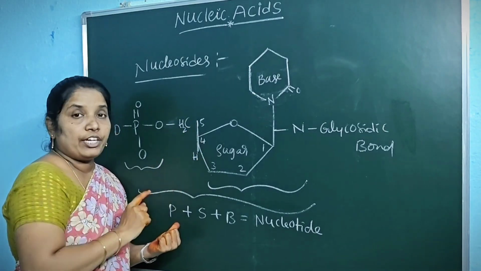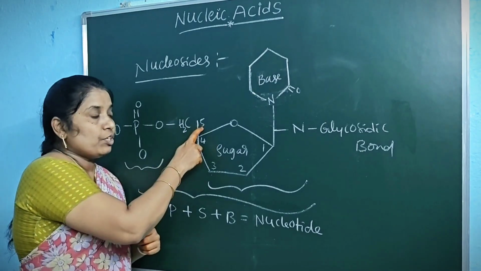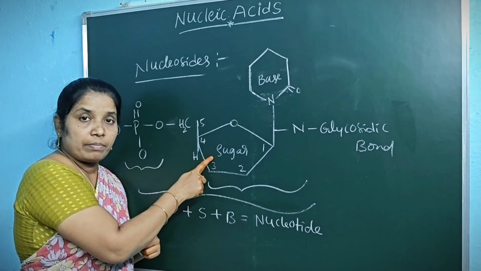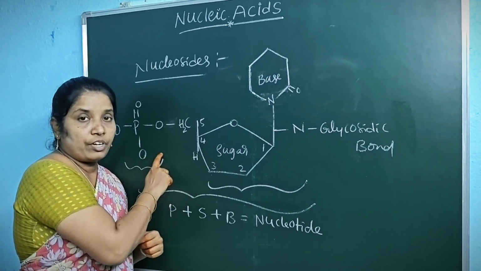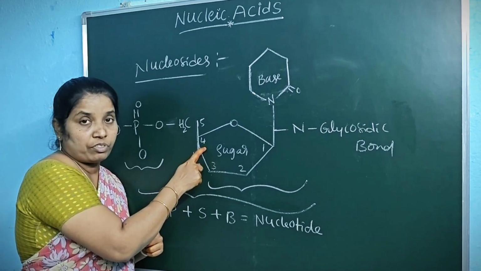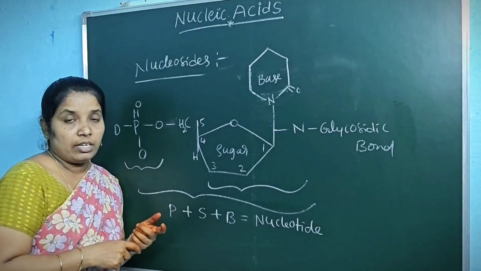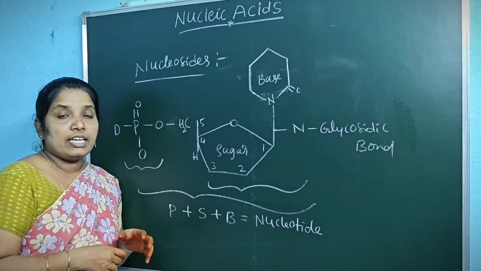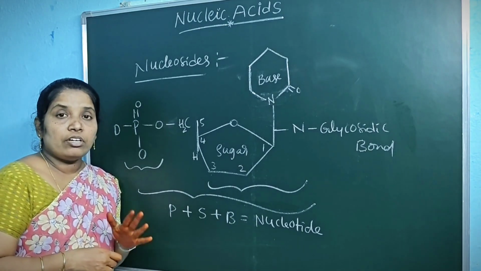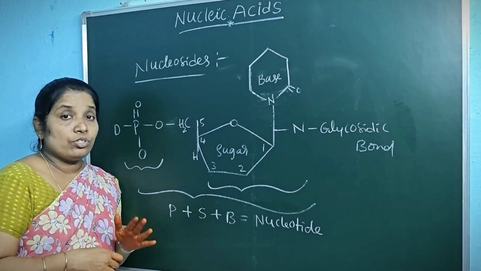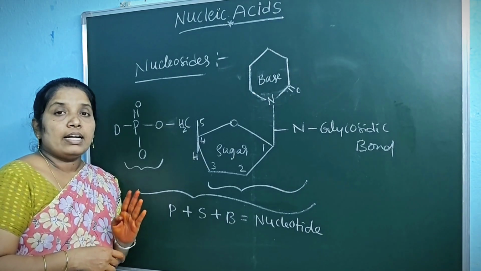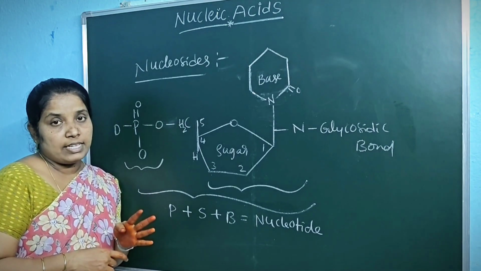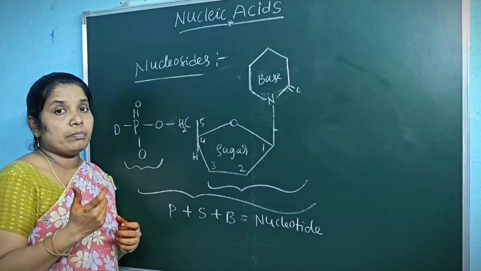So the phosphate group is attached to the fifth position of the ribose sugar. It can be ribose sugar or it can be deoxyribose sugar. So the phosphate group is attached to the fifth position of the sugar. If it is ribose sugar, then the nucleotides are called ribonucleotides. If it is deoxyribose sugar, the nucleotides are called deoxyribonucleotides. Let's see 4 ribonucleotides first and then 4 deoxyribonucleotides later.